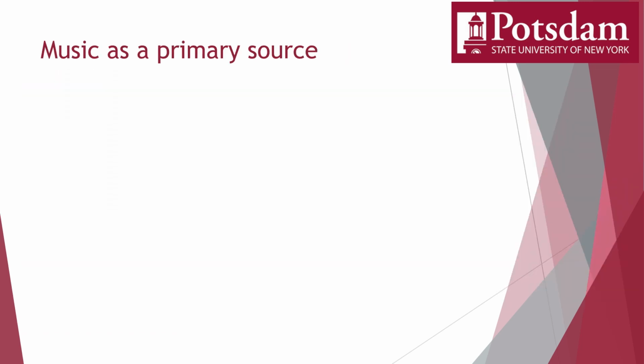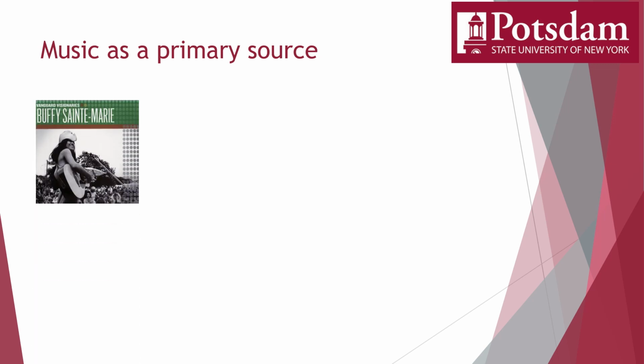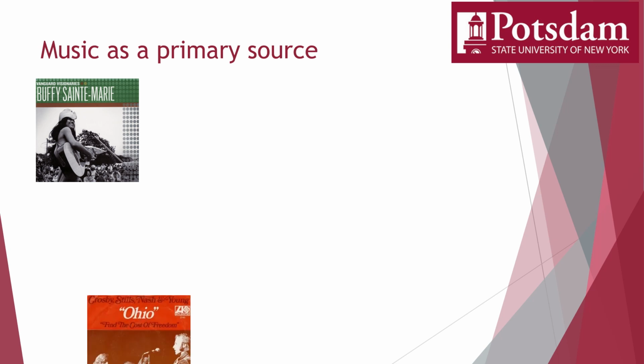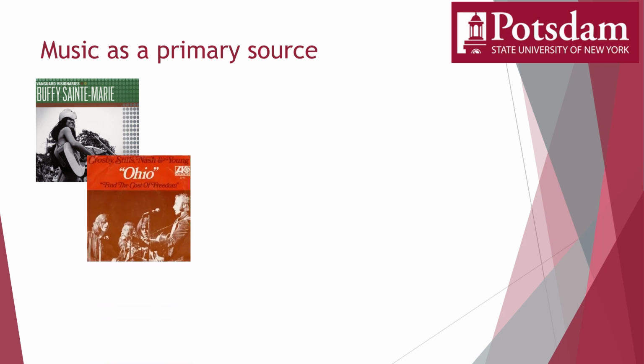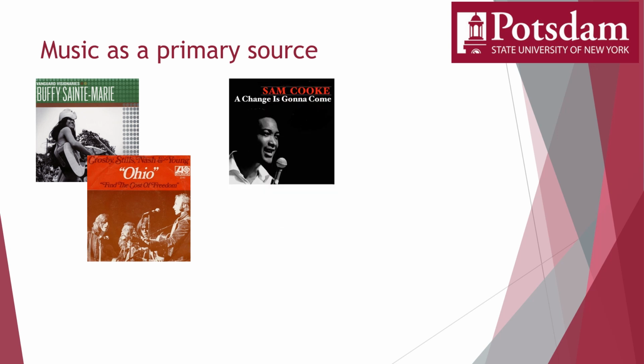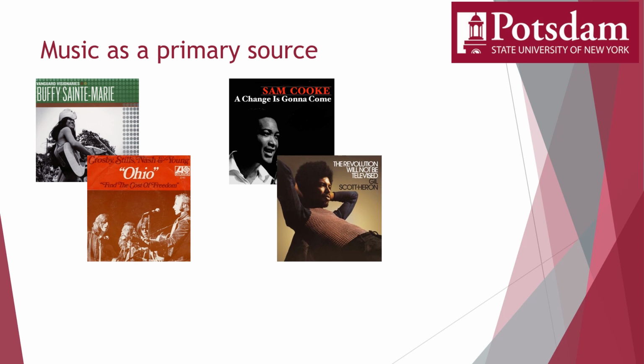Music can be a primary source too, because popular songs often let us know how people were experiencing the world when those songs were written and recorded. For instance, protest songs from the Vietnam era, like Universal Soldier by Buffy Sainte-Marie and Ohio by Crosby, Stills, Nash and Young, tell us how some Americans felt about the Vietnam War. Likewise, we can use Sam Cooke's A Change Is Gonna Come and Gil Scott-Heron's The Revolution Will Not Be Televised to trace the evolution of the civil rights movement.